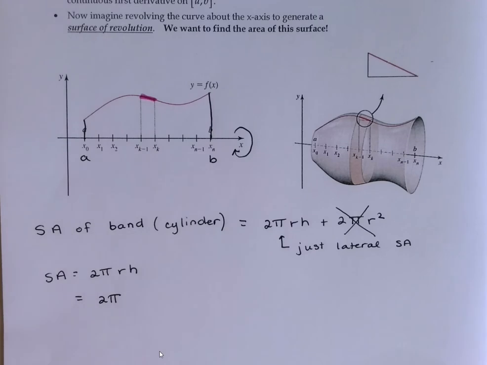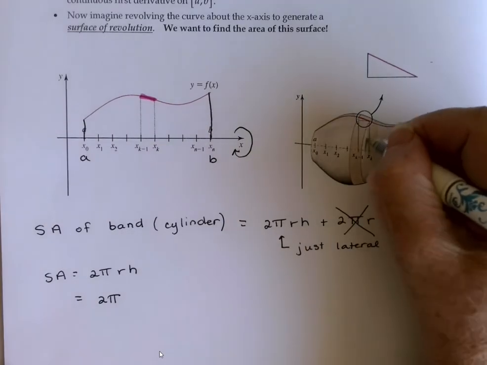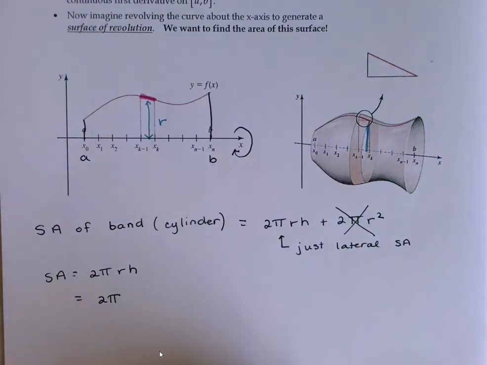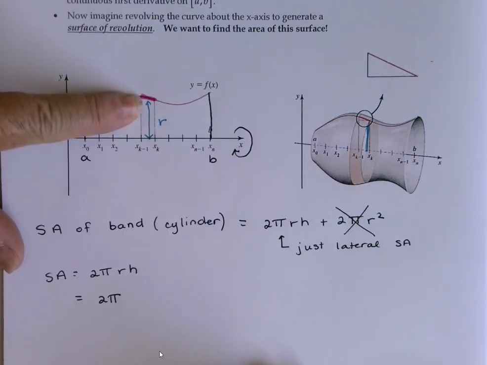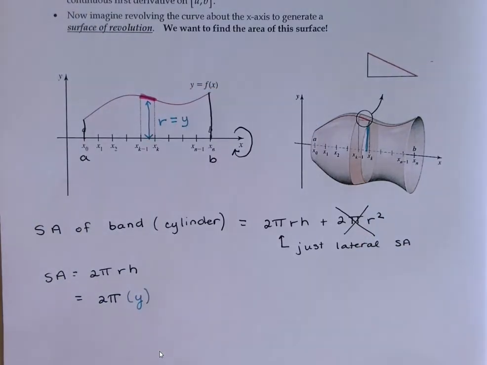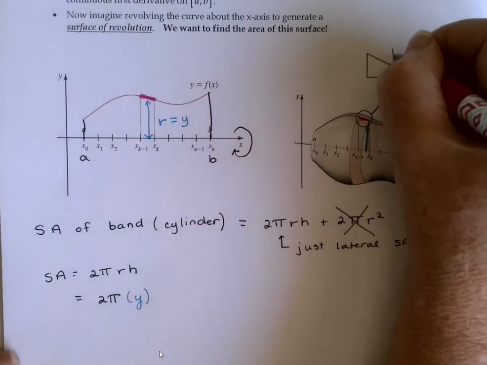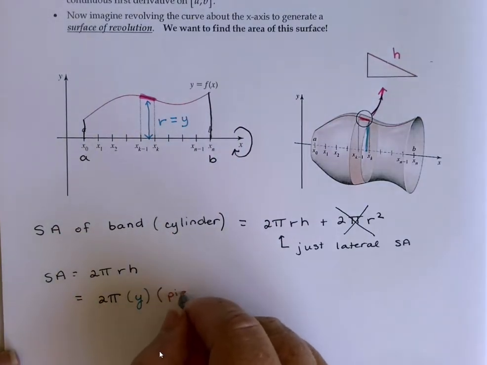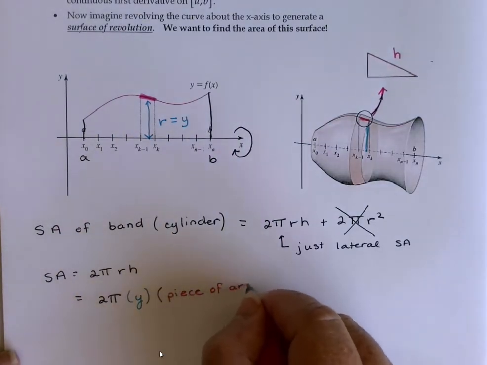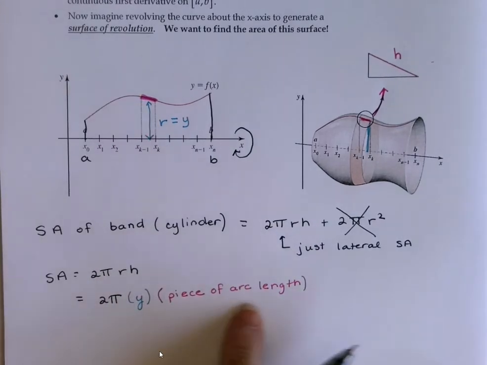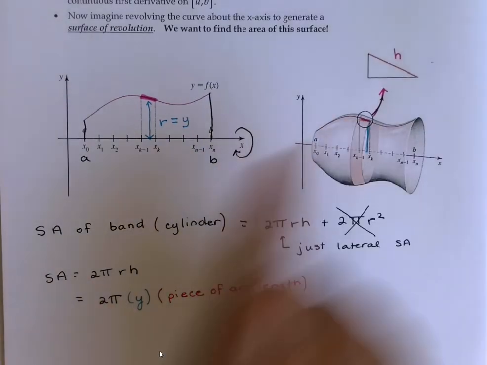All right, like we've seen before, the radius of this band would be this distance right here, r, and for a function of f of x, this r is just going to be the y value. The height is going to be this little piece right here. This is h. And it's really that little piece of arc. Again, it's almost straight, but we know that actually this is part of a curve. So I'm going to think of it as a little piece of arc length that determines the height of my band.